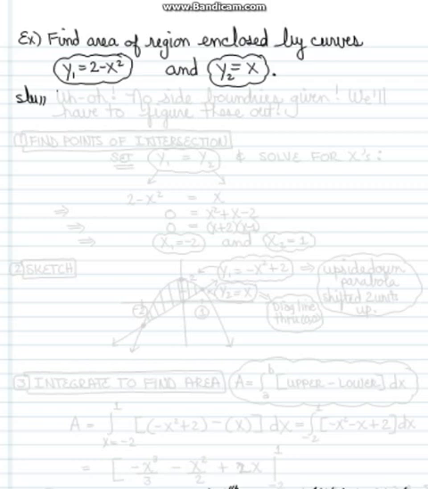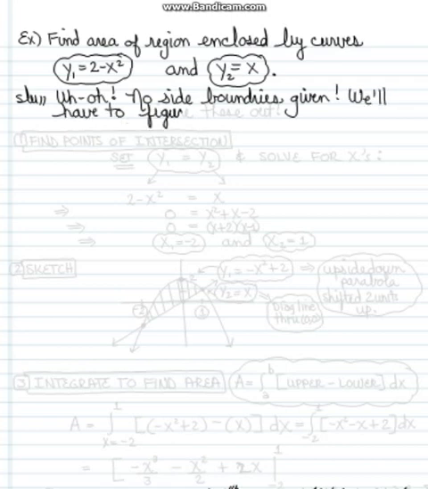Okay, let's do another problem like this. Find the area of the region enclosed by two curves: y sub 1 equals 2 minus x squared, and the other curve, y sub 2, equals x. This problem's a little more difficult. They didn't give us any x values for the side boundaries, so we're going to have to figure out what x should be.